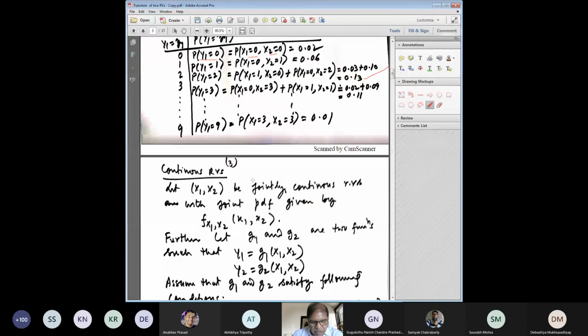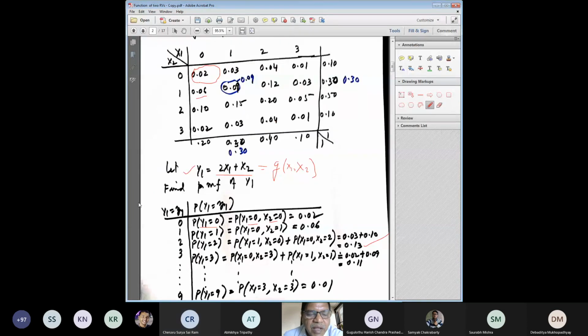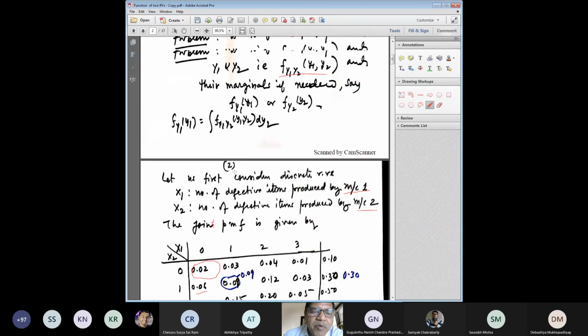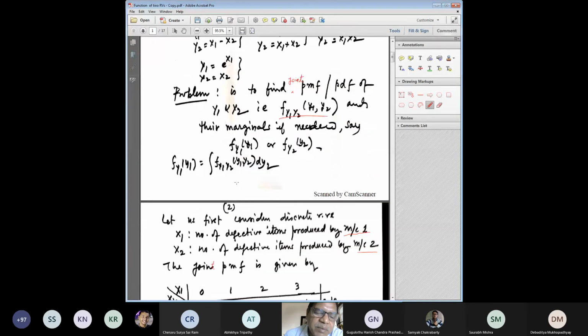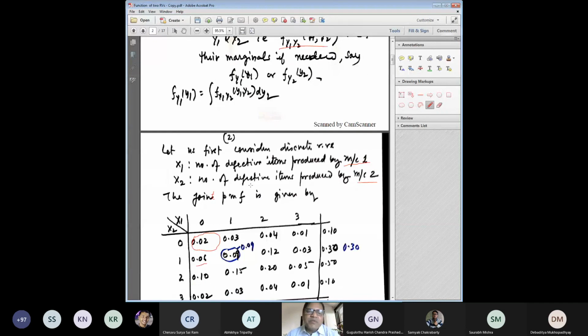Sir, in the above page, that is the marginal of y1, no, sir? Marginal of y1, yes. It means you need to find some function of x1 and x2. So our problem is that if x1 and x2 are given, we need to find what is the probability mass function of y1, or y2, or sometimes we need to find out the joint probability mass function of y1 and y2. So again the things become a little bit complex. So probability mass function of y1 means nothing but the marginal of y1.